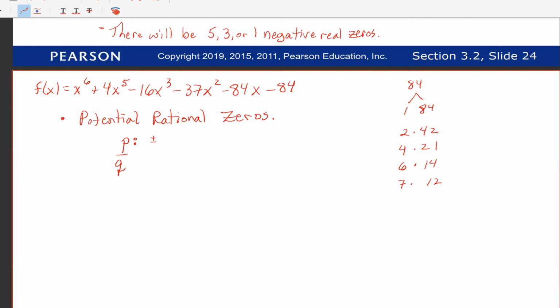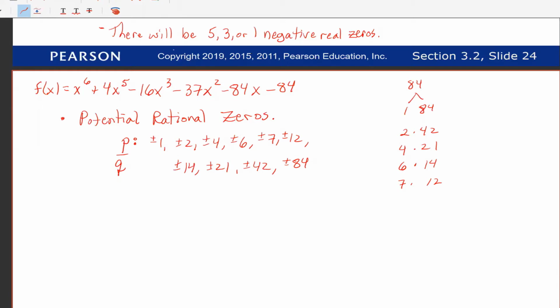So once we know P over Q in this case, plus or minus 1, plus or minus 2, plus or minus 4, plus or minus 6, plus or minus 7, plus or minus 12, plus or minus 14, plus or minus 21, plus or minus 42, plus or minus 84. That's quite a long list.